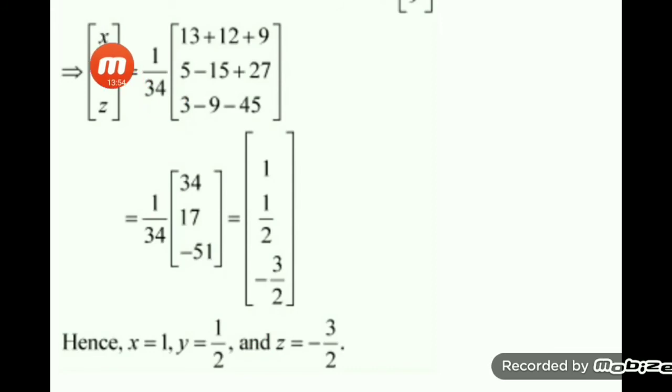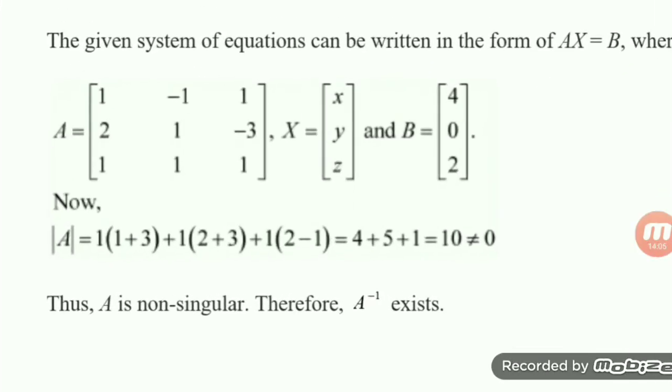So comparing, we have got x equal to what? x equal to 1, y equal to half, and z equal to minus 3 by 2. So this is the solution of a system of equations having 3 variables. Hope you understand the method. One more solution, let me show you.